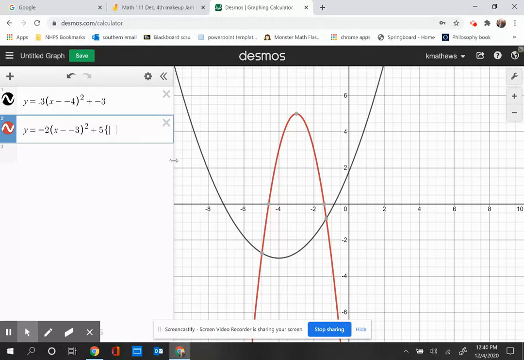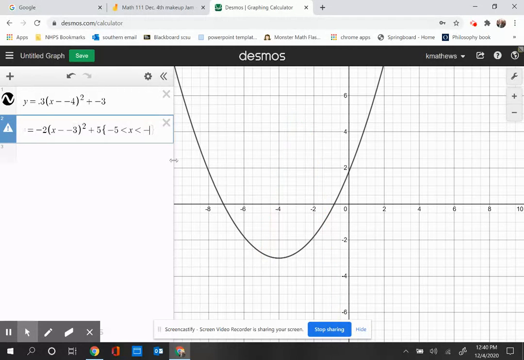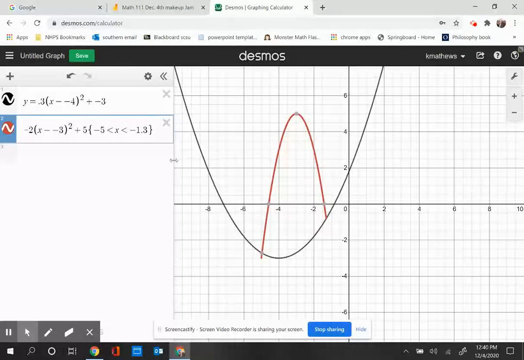So we open our brace and we say that -5 is less than x, which is less than -1.3. And there we have it. How about that? So that's how we close the brace. That's how we make a piece of a parabola. The first one is the whole parabola. The second one is the piece.